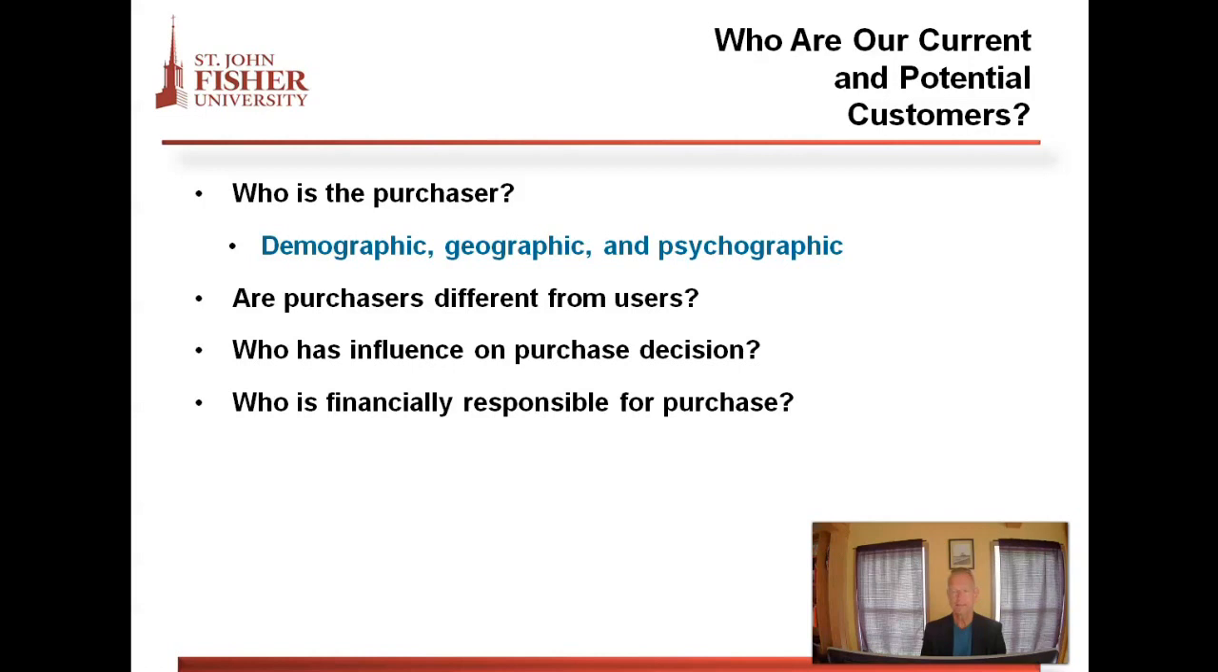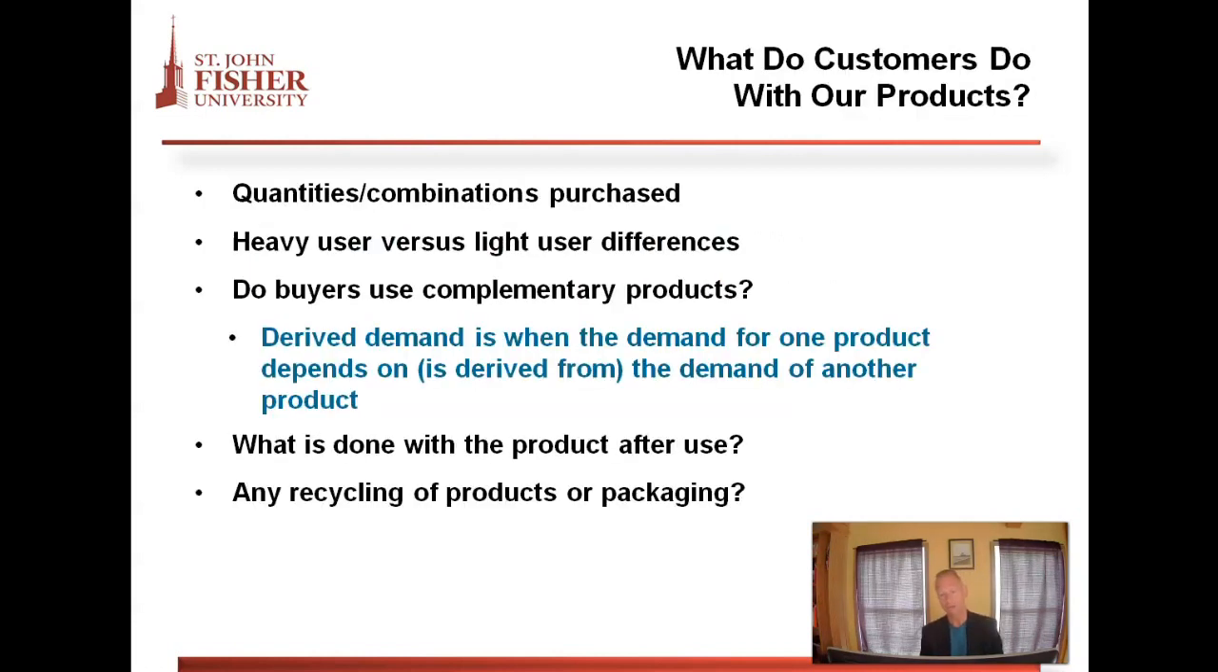And then who is the influencer in the purchase decision? When we get into buyer behavior, especially when we get into industrial buyer behavior, we're going to talk about the buying group and who is the number one decision maker in the buying group. And then finally, within that buying group, who is financially responsible for the purchase also. We also take a look at quantities, combinations, bundling, and that type of thing. We look at heavy users versus light users. That goes up to the user segmentation as well as benefits segmentation.